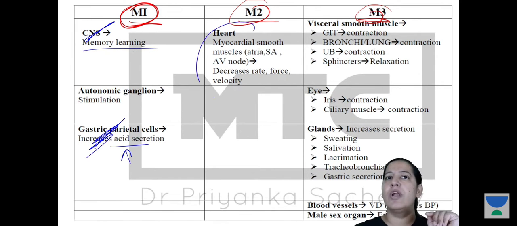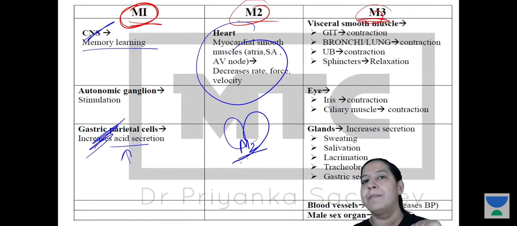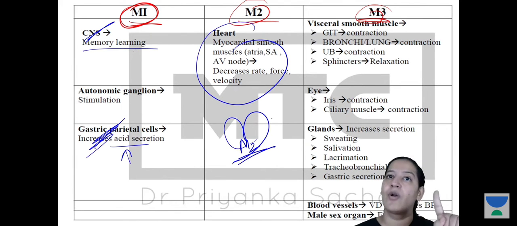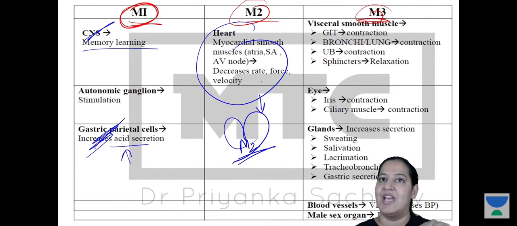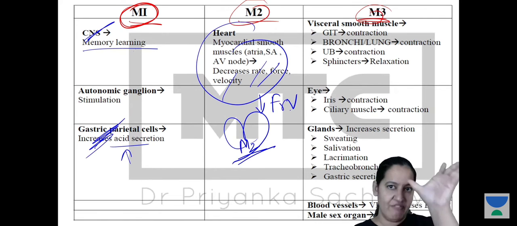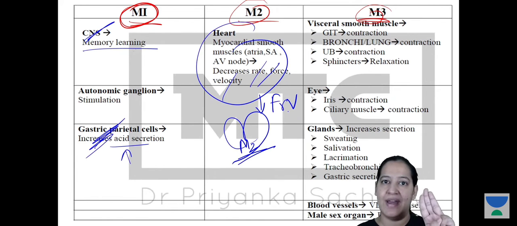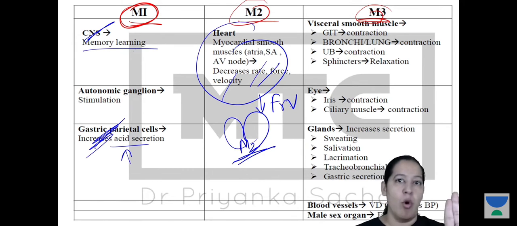M2 is present only in one organ, the heart. Write M2 inside the heart. And here it decreases 3 things: force, rate, and conduction velocity. That is the force of contraction of the ventricles, the rate at which the ventricles are contracting, and the velocity of conduction from the SA node to the AV node. So we have 3 effects: inotropic, chronotropic, and dromotropic.